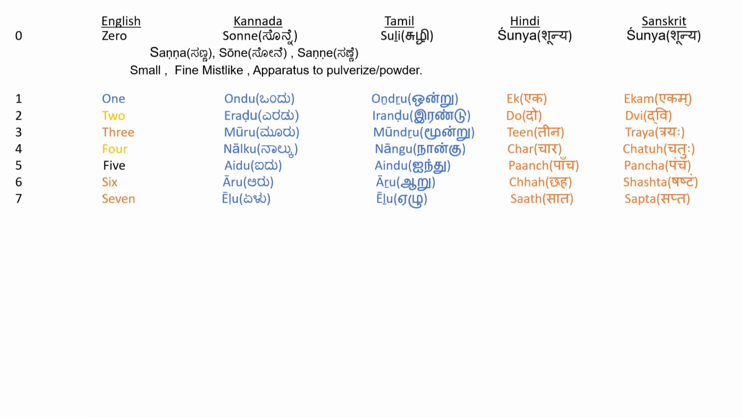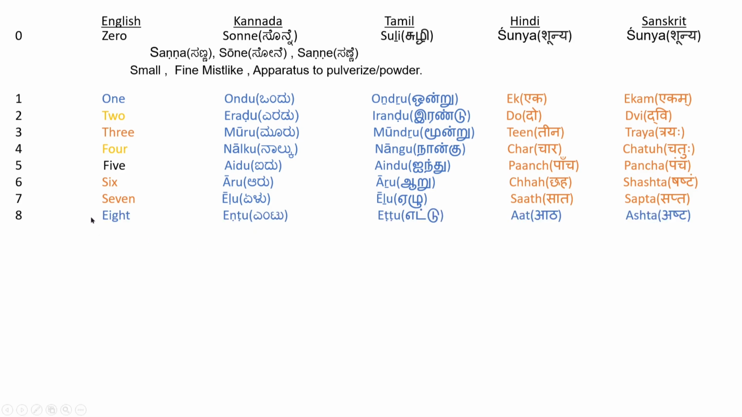And this is 7. So in Kannada it's elu, in Tamil it's elu, in Hindi it's sat, and it is sapta in Sanskrit. So these are close by. The word 7 in English is also close to the Sanskrit word.